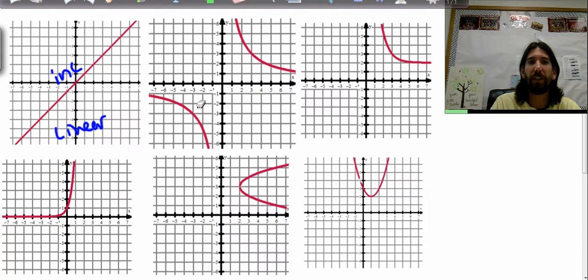This guy's interesting. He decreases here and he decreases here, but it's got 2 parts. Exponentials do not have 2 parts. So we call him an other. Okay, you'll study him in algebra 2.